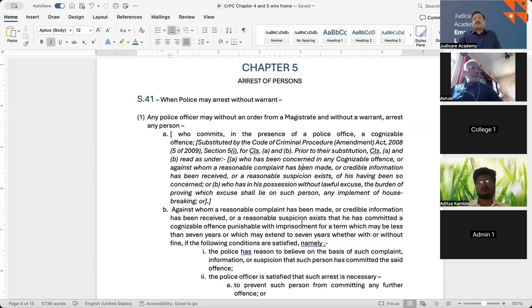Now, when the arrest of persons chapter talks about it, it doesn't only talk about the arrest. It talks about all the dynamics of arrest. When you arrest somebody, how do you arrest somebody? In what circumstances? What procedure?